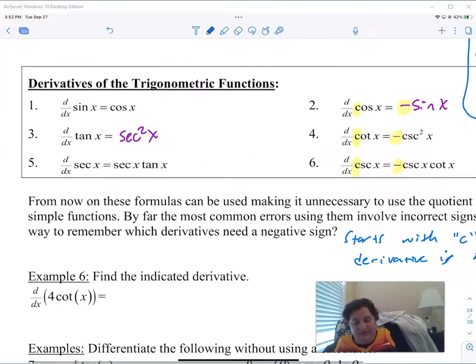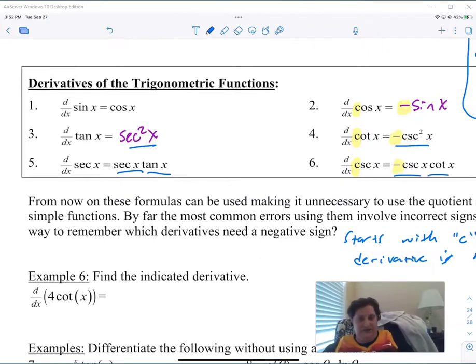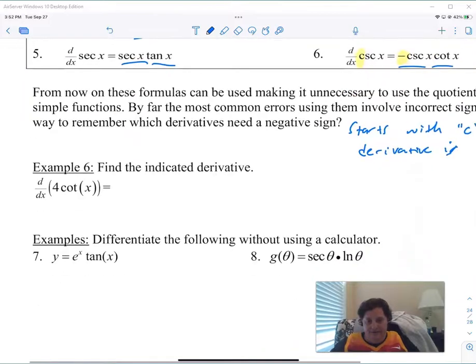But, I mean, also, look at the patterns, right? Sine, cosine, cosine, negative sine. Tangent, secant squared, secant tangent. Negative cosecant squared, right? You're just going to have to memorize these. But they'll come pretty quickly, so you can write them down for now and then just memorize them as you can. All right, here we go.